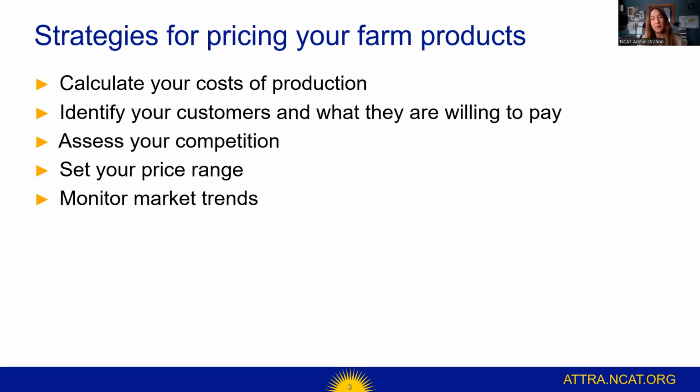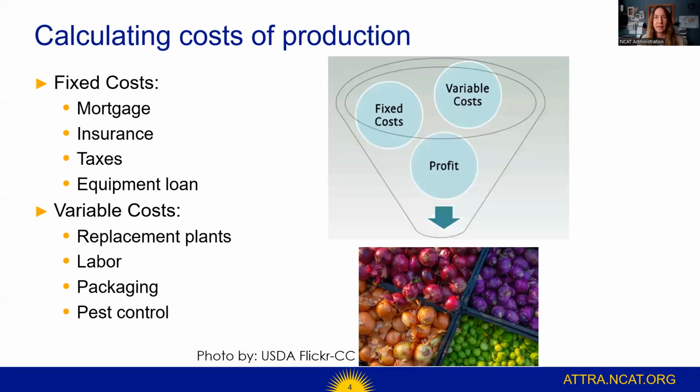In this lesson, I'm going to talk about a few different strategies that are typically used by producers to price products, then talk about the strategy that might be best for vendors selling at a farmer's market. So the very first step, regardless of your pricing strategy, is to calculate your cost of production. This includes having an understanding of your fixed costs, your variable costs, and giving some thought to what you want to set aside for profit.